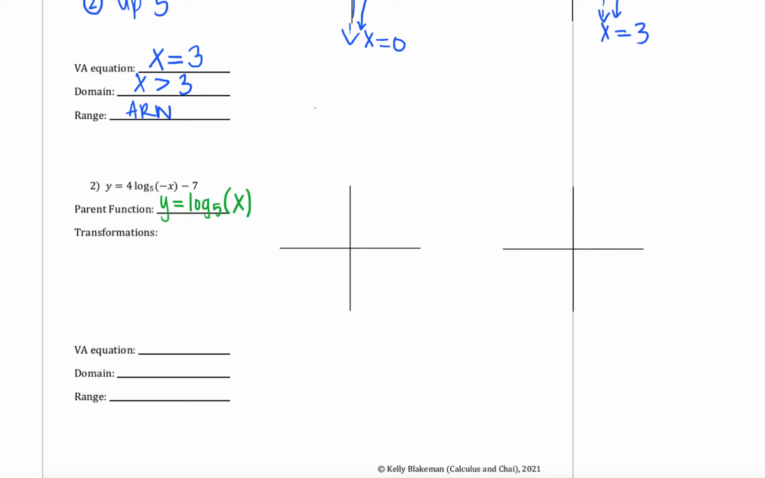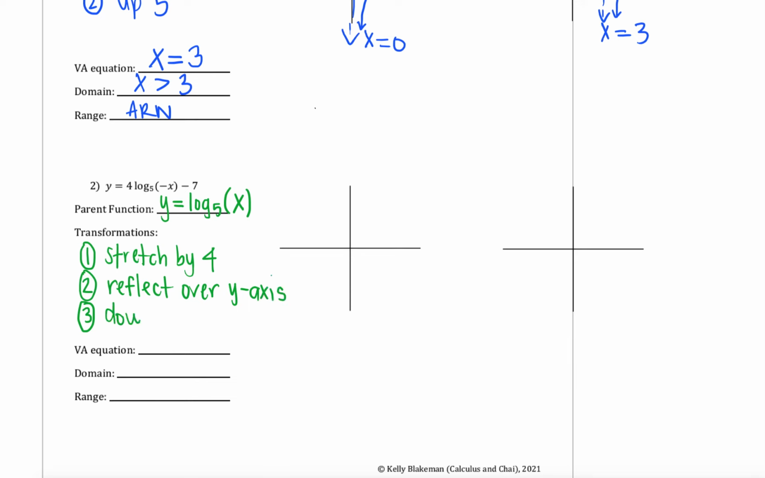So in example 2, we actually have 3 different transformations. I want you guys to pause the video here and list all 3 in order in which we would apply them on the graph. So our first transformation is coming from the 4 that's being multiplied out front. That would be a vertical stretch by 4. That negative sign is our next transformation, which is a reflection over the y-axis. And the last transformation we have is the minus 7, which is telling us to shift the graph down 7.